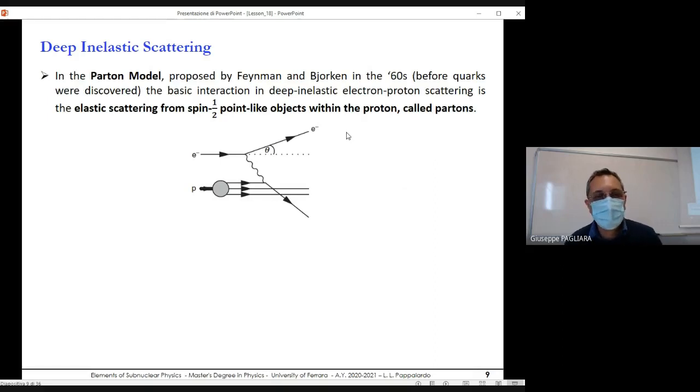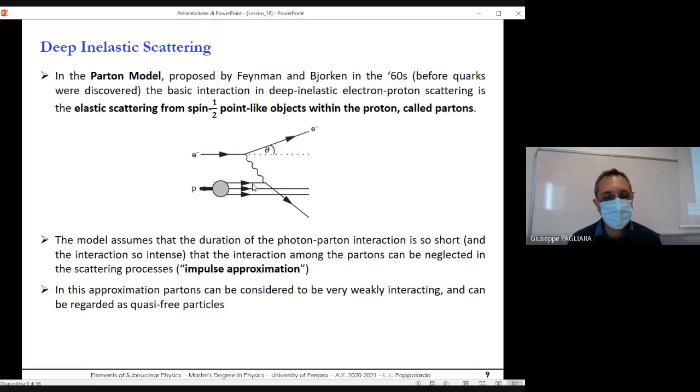According to this parton model, the basic interaction in deep inelastic electron-proton scattering is the elastic scattering of the electron from a spin-1/2 point-like object inside the proton that they called partons at that time. At that time, they didn't even call them quarks, although the quark hypothesis was already there in the market. They just called them partons. So suppose we have point-like spin-1/2 partons inside the proton, then the deep inelastic scattering, the high energy scattering of electron on a proton target, can be interpreted as elastic scattering of the electron with single partons inside the proton.